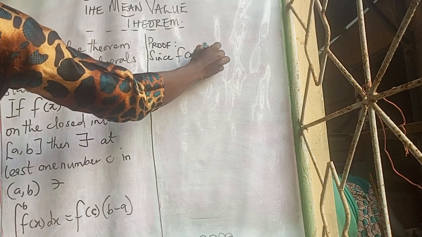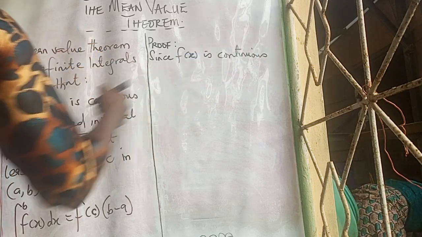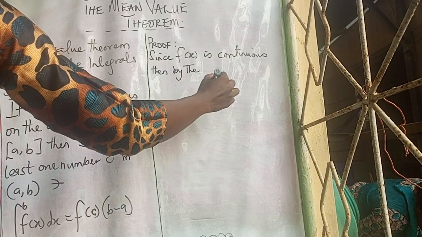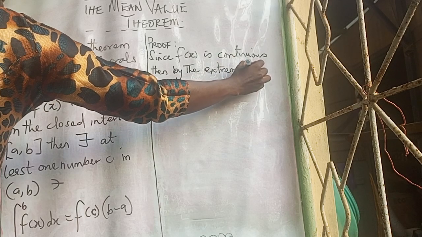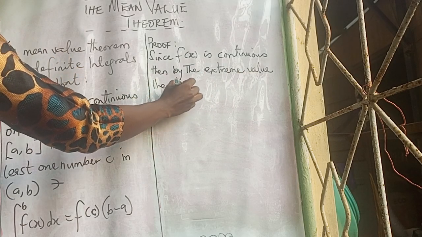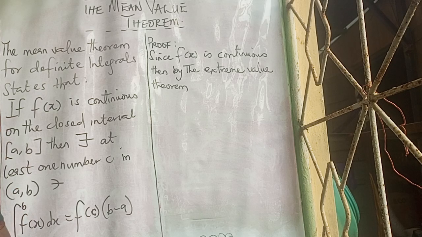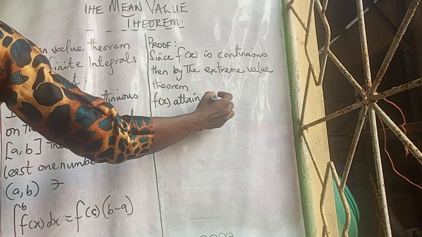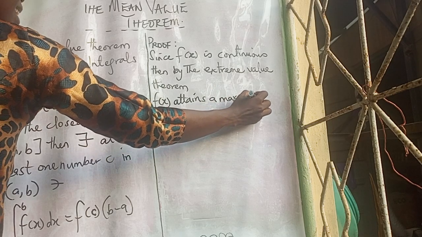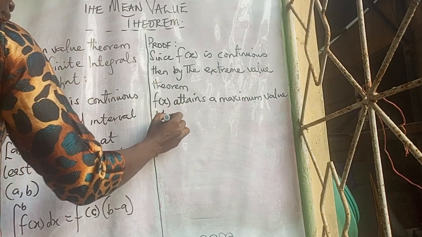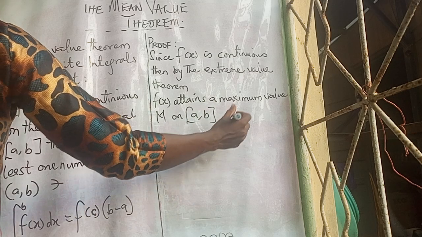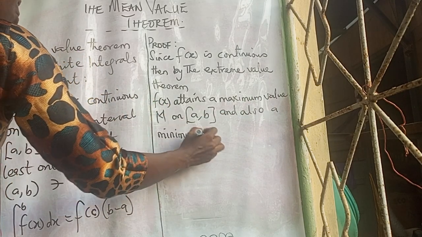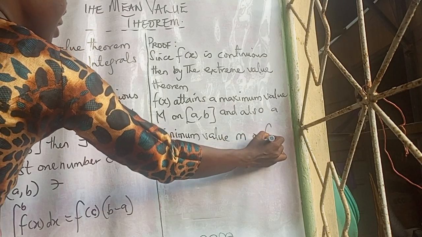Since f of x is continuous, as claimed in the theorem, then by the extreme value theorem, f of x attains a maximum value, capital M, on the interval [a, b], and also a minimum value, small m, on the same interval [a, b].